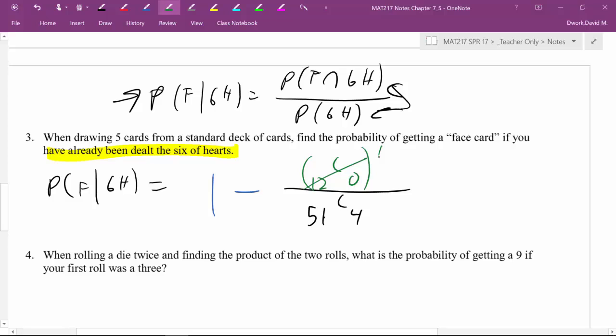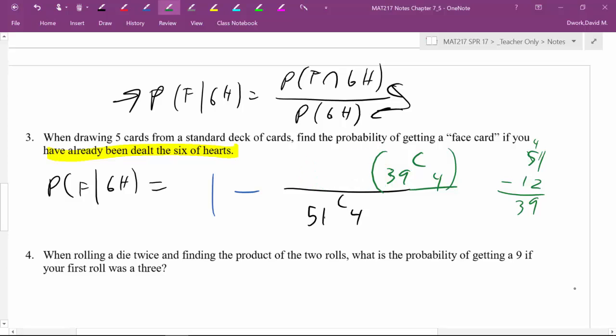I don't get them. But what that does mean, though, is now how many cards are left in the deck? Well, there's 51 cards, and I can't get any of the face cards, so that's going to leave me with 39 cards to choose from. So out of the 39 remaining cards, I need to get 4 of those. And there you go. So that will give us the probability of getting at least 1 face card dealt from a deck of cards where I already know that I've been given 1 card.